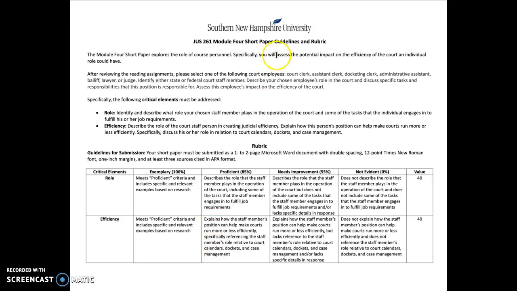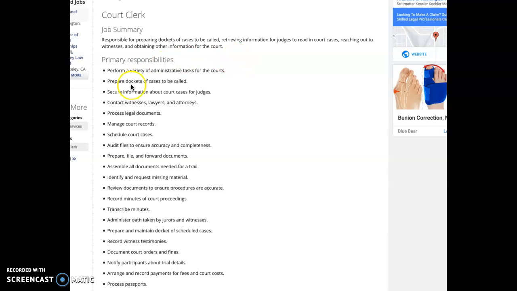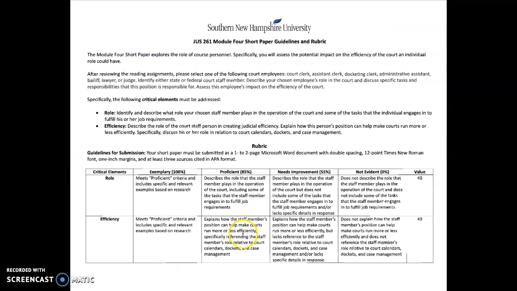In other words, its ability to efficiently and effectively move cases along through the court system. All right. So that's just sort of a little example. And this is a general job description, and you can see the type of things that a court clerk might be involved in. So you can look at these typical duties and responsibilities and analyze how they relate to the ability of this job in terms of court calendars, dockets, and case management, and their ability to efficiently move things along. All right. And that's what we're looking at here.